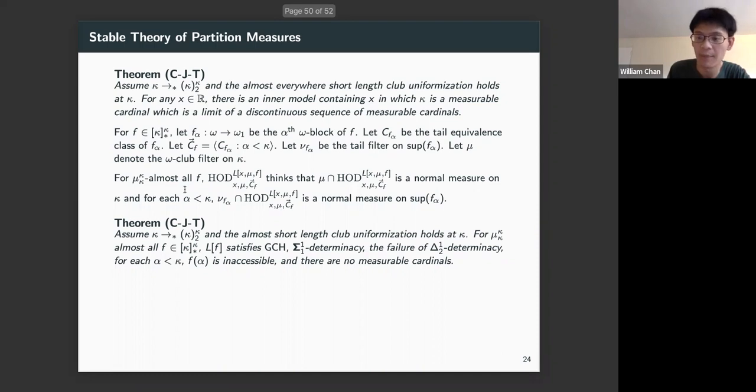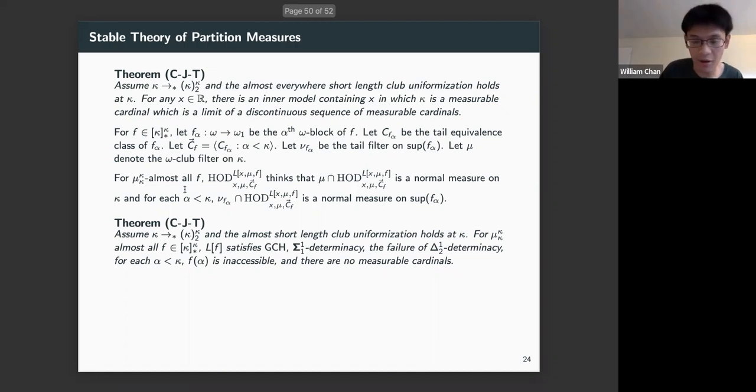Then for mu kappa kappa almost all f, L of f is a model satisfying GCH, sigma 1 determinacy, and the failure of delta 1 2 determinacy. For each alpha less than kappa, L of f thinks f of alpha is a strongly inaccessible cardinal, and L of f thinks that there are no measurable cardinals.